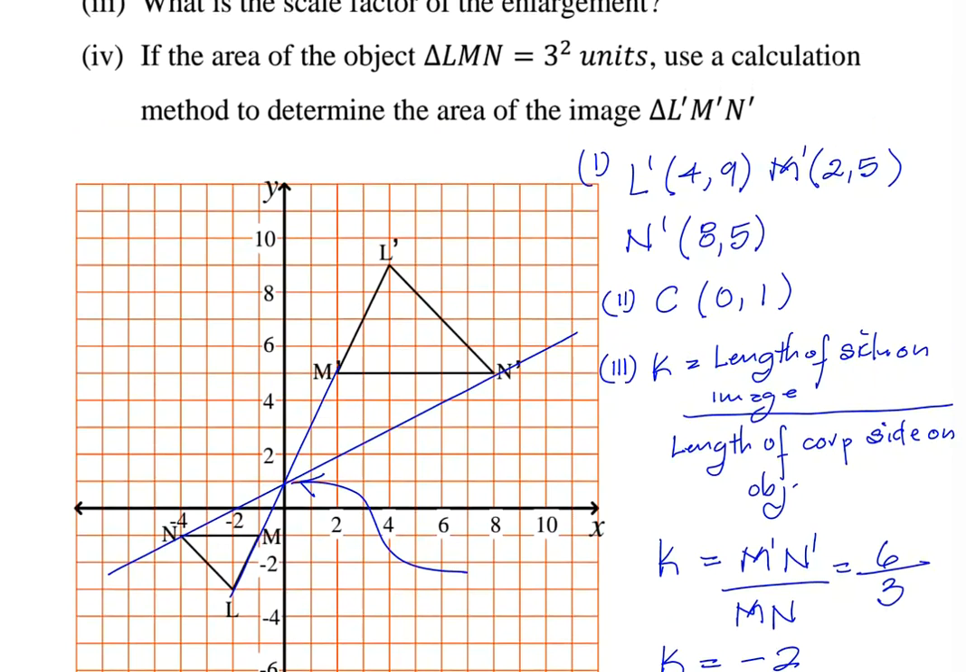Four, we're asked if the area of the object, triangle LMN, is 3 square units. All right, that's actually 3 square units, not 3 square. Use a calculation method to determine the area of the image, triangle L prime, M prime, N prime.